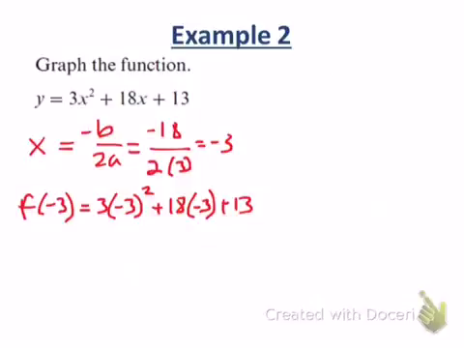Okay. What's 3 times -3 squared? 27. 18 times -3 is -54, plus 13. And this is negative 14. -14. Man, I don't want to graph that on a graph here, but.